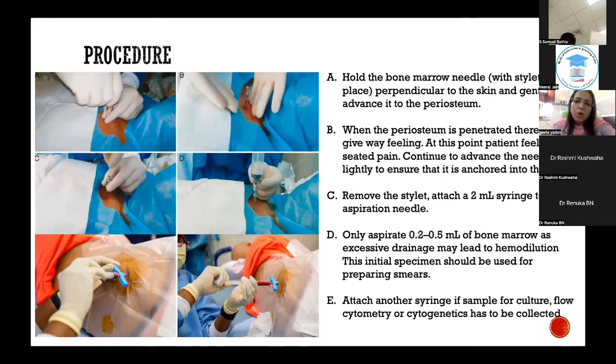Only 0.2 to 0.3 ml of bone marrow has to be aspirated for slide making. Otherwise, it will be diluted with peripheral blood. This has to be transferred to the technician or your colleague, whoever is assisting in your bone marrow procedure. If a sample for flow cytometry has to be collected, then a different syringe has to be attached and samples are to be collected.